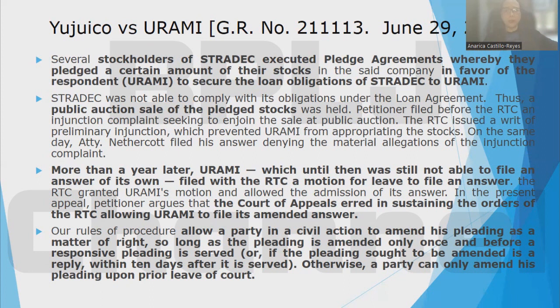We have Uwico versus Urami. In this case, stockholders of Stradec executed pledge agreements where they pledge a certain amount of their stocks in favor of Urami to secure the loan obligations of Stradec to Urami. A public auction sale was held of the pledged stocks. Now, more than a year later, Urami, which until then was not able to file an answer, filed with the RTC a motion for leave to file an answer.